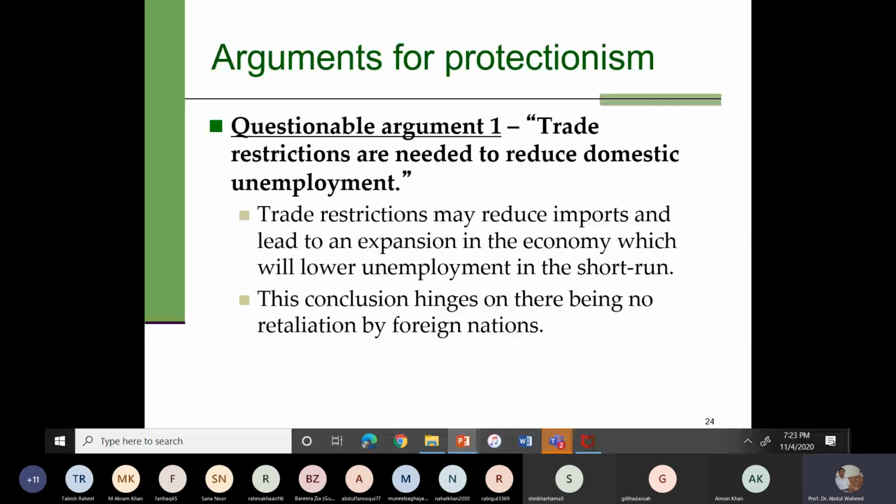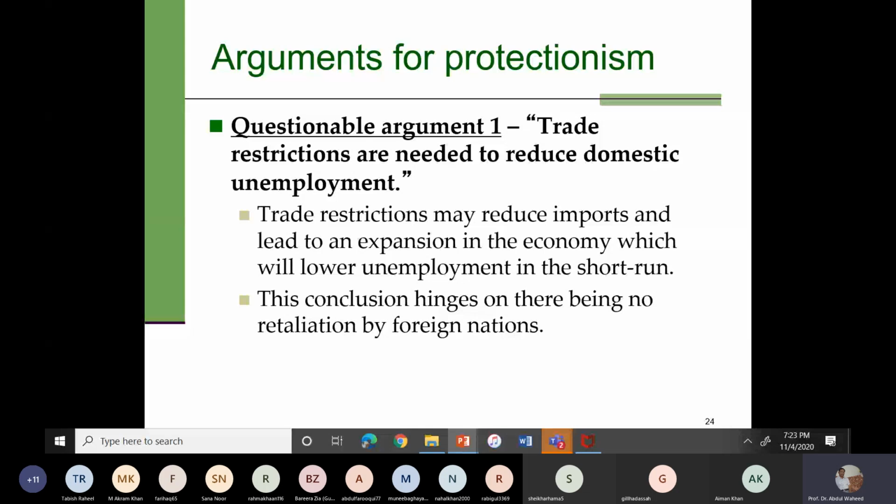But on the other hand, if there is a retaliation by a trading partner, this will be increasing our unemployment. So maybe there is no change in the situation of employment, because on one hand there is a decrease in unemployment, on the other hand there is an increase in unemployment, so the net effect could be zero. So that's why this argument is questionable.